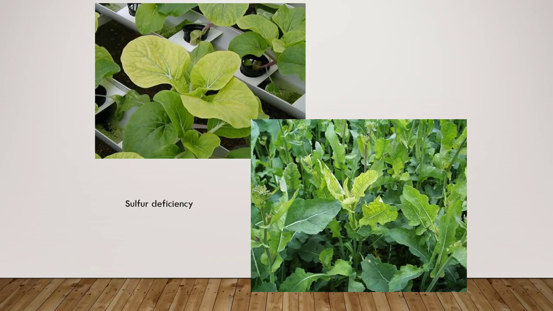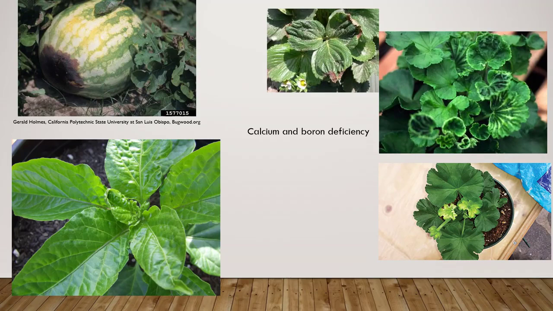Sulfur deficiency is going to be an immobile nutrient, so it's going to stay in the lower portions of the plant and not get to the newer growth, so you're going to see this yellowing. Here are some calcium and boron deficiencies, and in the left upper corner you see a watermelon with blossom end rot, which you may be familiar with for tomatoes and peppers. The reason this happens is because calcium is not plentiful and the membranes are not developing properly, so the membranes collapse and then fungi move in and take advantage of the situation.